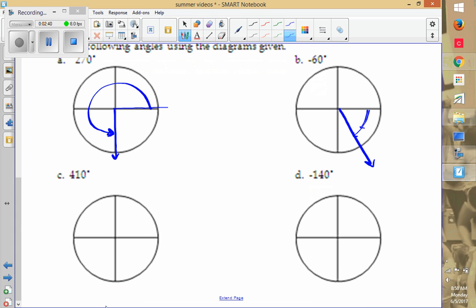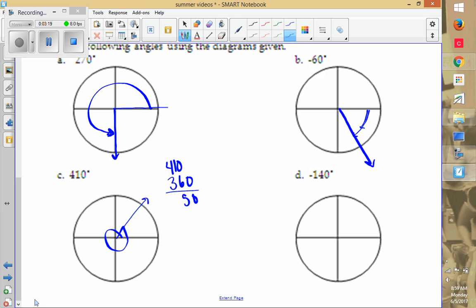So 410. I think of 410, wow, that's bigger than 360. That's bigger than an entire circle. So what I have to understand is I'm going a full circle around, plus another 50 degrees. That's going to end me in the first quadrant, because 50 doesn't quite get me to 90. And I'm going to end here in this first quadrant. I have to understand that I'm going a full 360 degrees plus an additional amount.